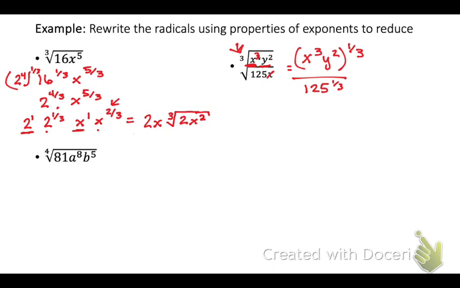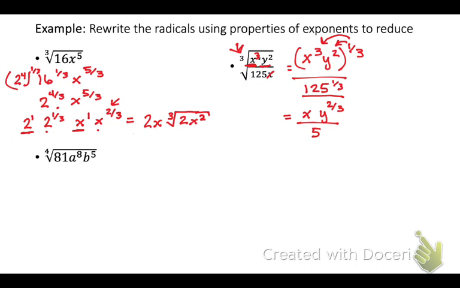Okay, so now I distribute that 1/3 in, yes? So it becomes x to the 1st, y to the 2/3, over. Now, you can break it down, or you can know the cube root of 125 is what? 5. So if you know that, do you have to break it down more? No. If you know it, you don't have to write 5 cubed to the 1/3. You can just write 5.